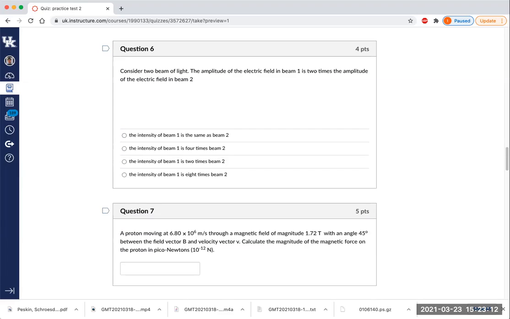Okay, question number 6. Consider 2 beams of light. The amplitude of the electrical field in beam 1 is 2 times the amplitude of the electrical field in beam 2. How do their intensities differ?